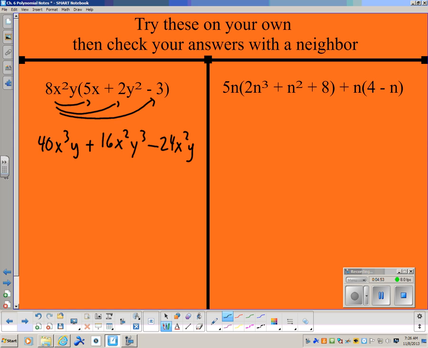And notice none of those have the same, none of them have like terms. You've got x to the third y, you've got x squared y to the third, and you've got x squared y.